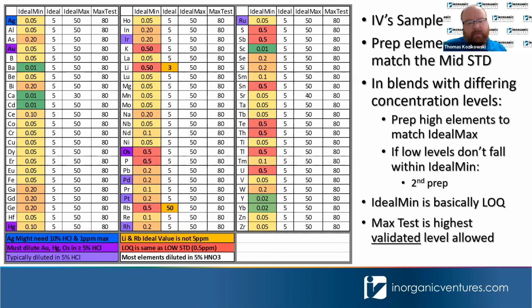But with respect to going high, you also have to make sure it's good on the low end. So you might have high elements and then low elements that might not fall within your ideal min. It's where you have to come in with a second prep. So Mike mentioned, 1.5 preps per sample was our average. We cut it down, but they do still exist. It did not go to 1 prep. But again, this improved the method a lot.